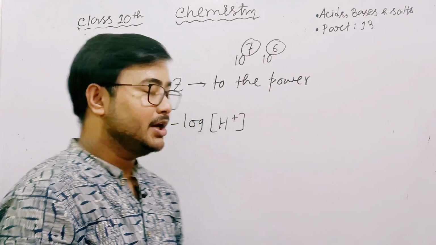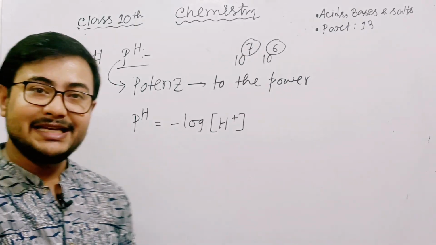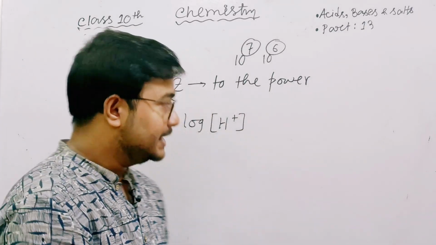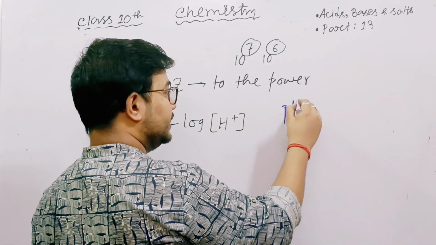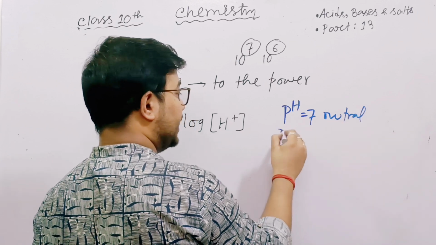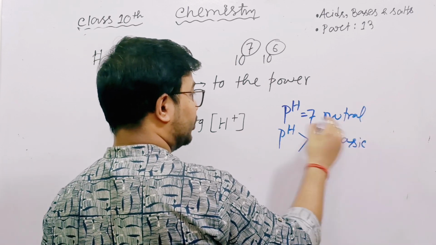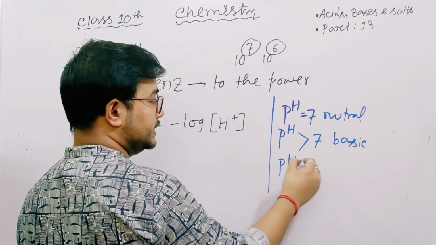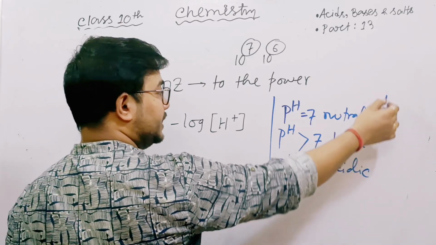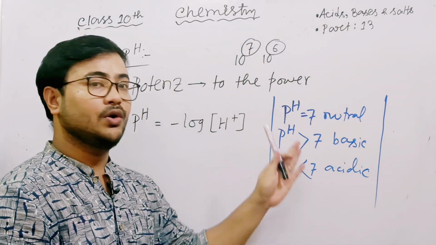Do you understand? Now what is the necessity of finding the pH? From the value of pH we can understand whether the solution is acidic, basic or neutral. Generally on the pH scale, if it is 7, all of you know it is neutral. If pH is more than 7, then basic. Important for your board exam. If pH is less than 7, then acidic. So from the value of pH we can understand whether the solution is acidic or basic.